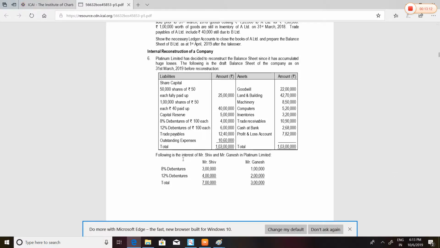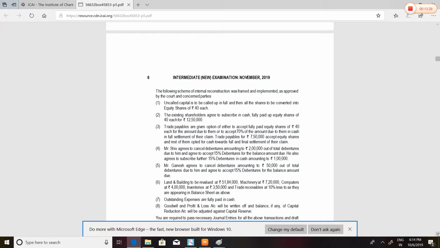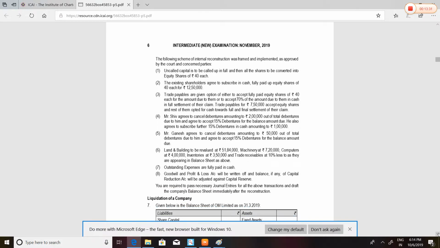Next point. Following is the interest of Mr. Shiv and Mr. Ganesh in Platinum Limited. They both have 8% and 12% interest of 3 lakh, 1 lakh, 4 lakh, 2 lakhs. The following scheme of internal reconstruction was framed and implemented as approved by the court and the concerned parties. Uncalled capital to be called up in full and then all the shares to be converted into equity shares of rupees 40 each.